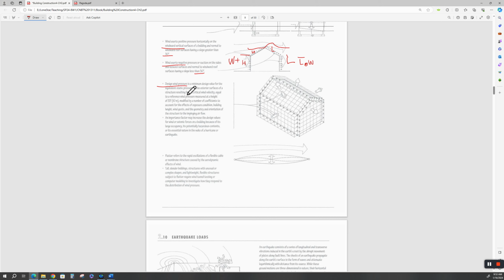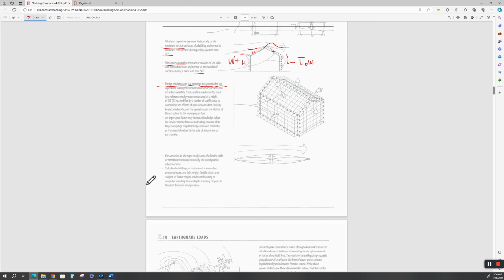So you can read the design wind pressure is a minimum design value for the equivalent static pressure. All right. Now, flutter refers to the rapid oscillations of a flexible cable or a membrane structure. You can go to YouTube and look at some old suspension bridges that didn't have stabilizers in them during high winds. There was one up in Washington many years ago that just broke itself apart. It started swinging and swaying in a high wind, and it kept going and destroyed itself.